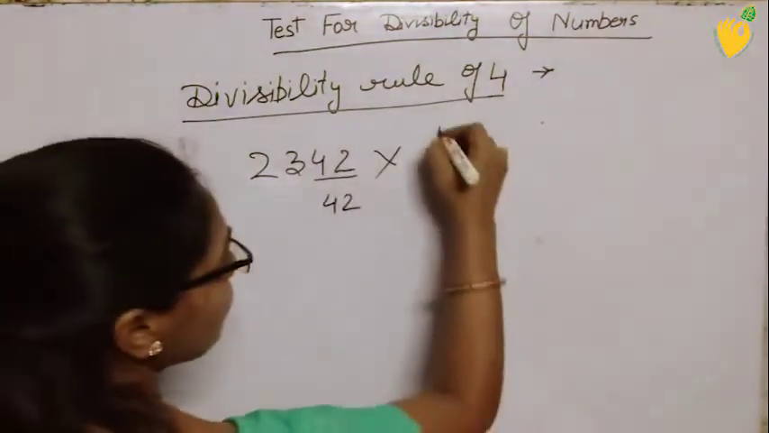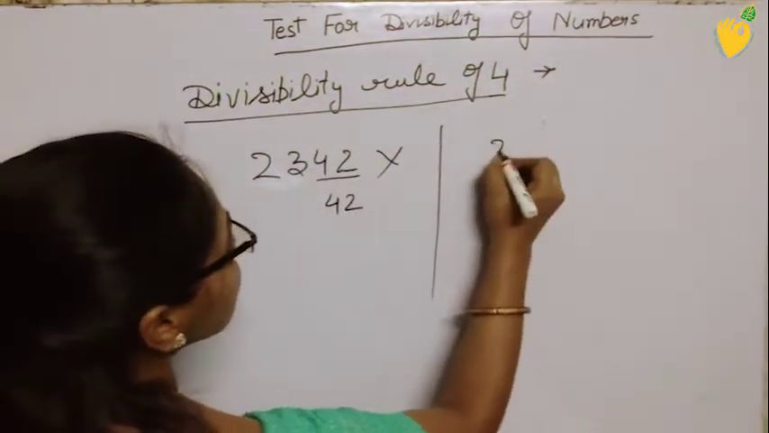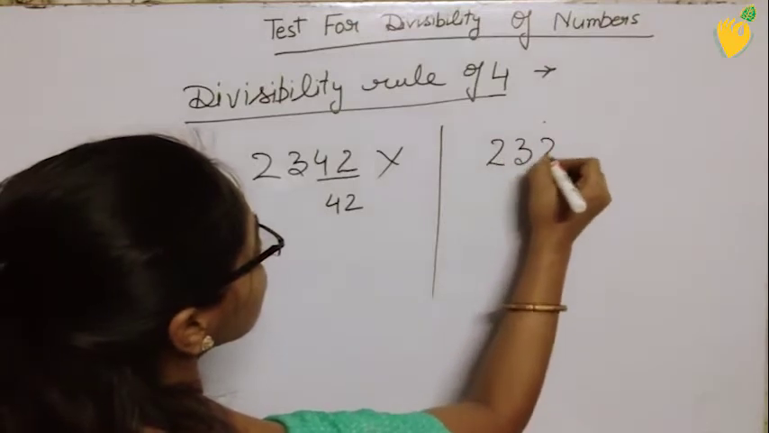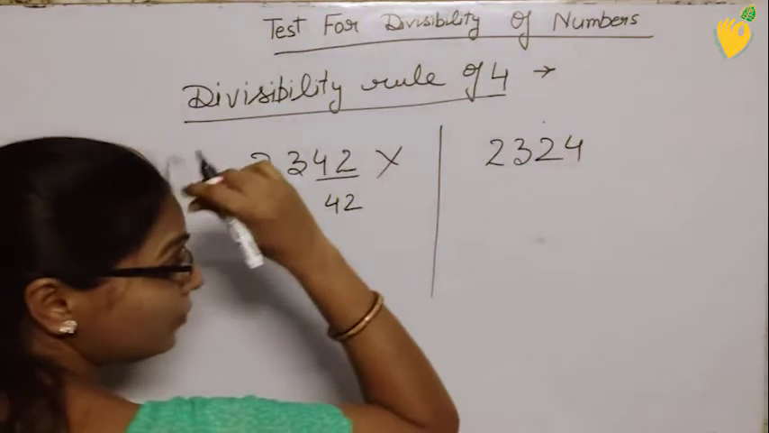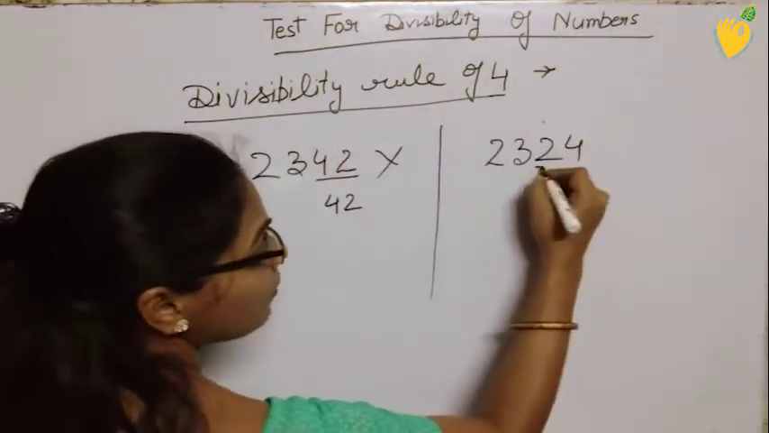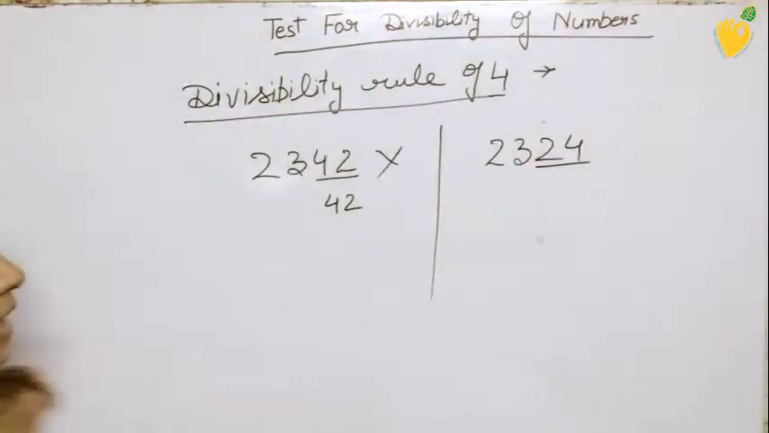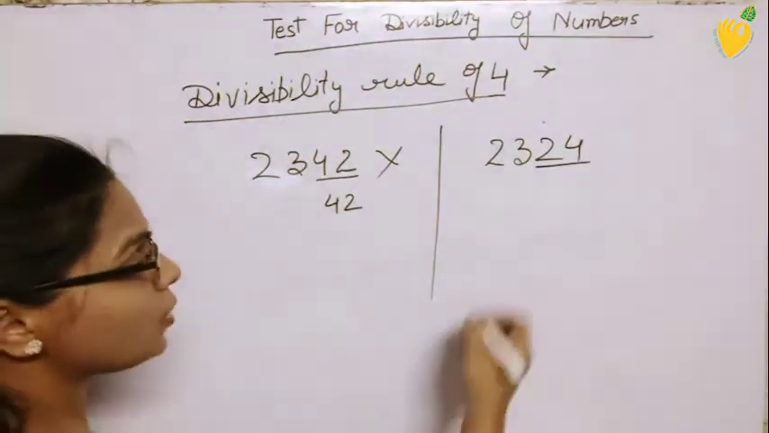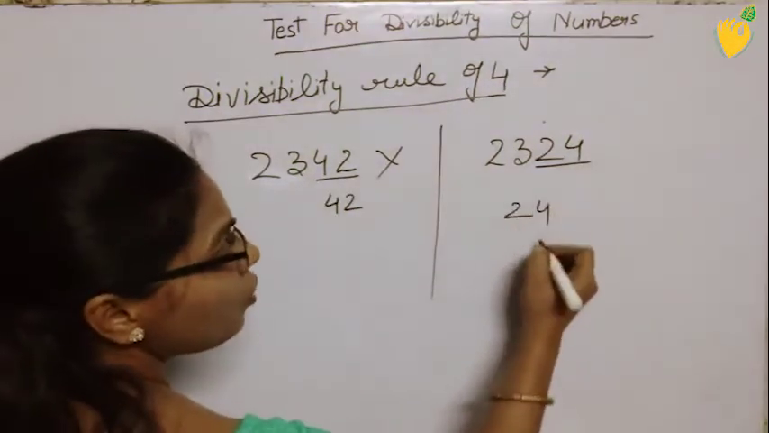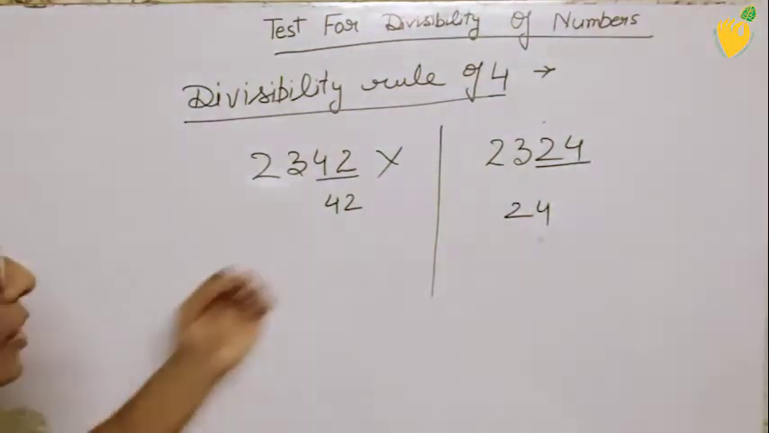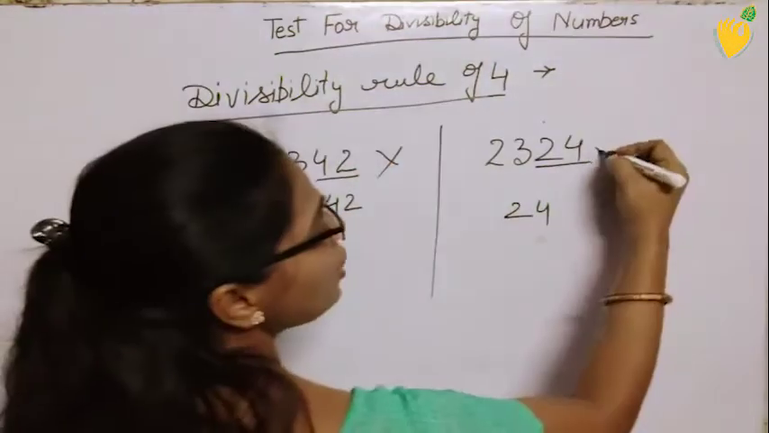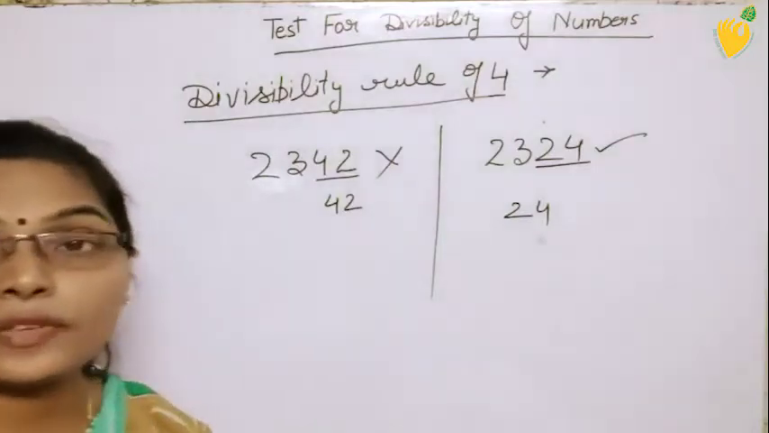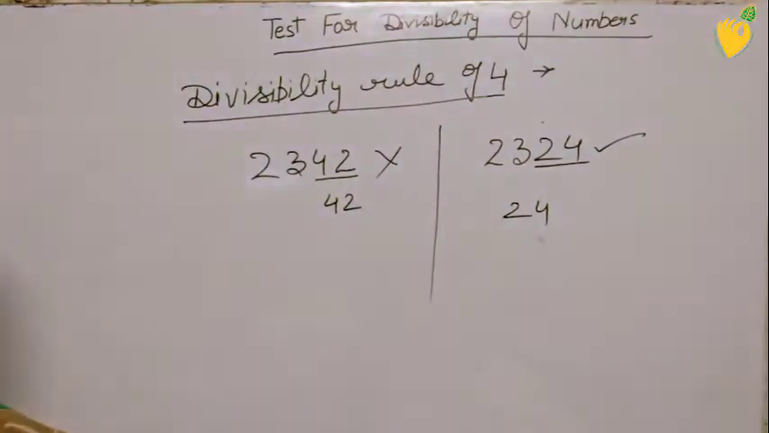Let's take another example, students. So according to our divisibility rule of 4, the number formed by taking the digits at tens and ones place is 24. So 24 is divisible by 4. Yes, 4 fives are 20, 4 sixes are 24. So 2324 is also divisible by 4.